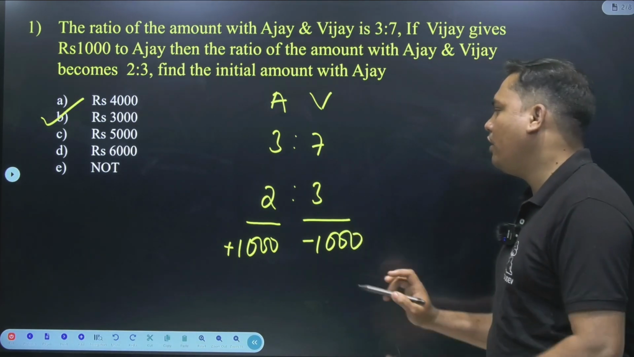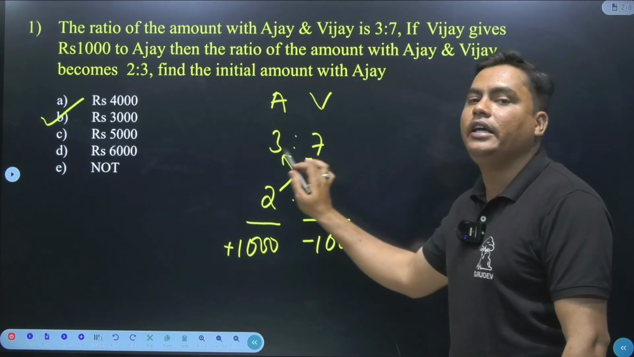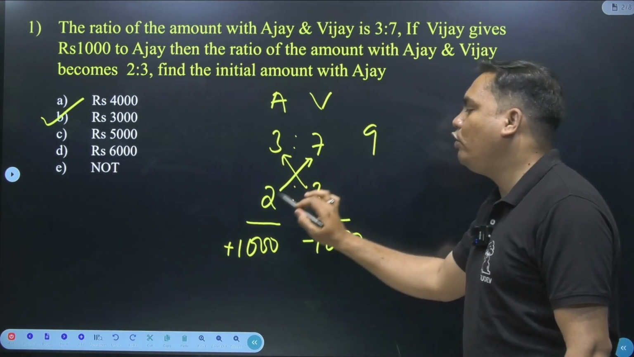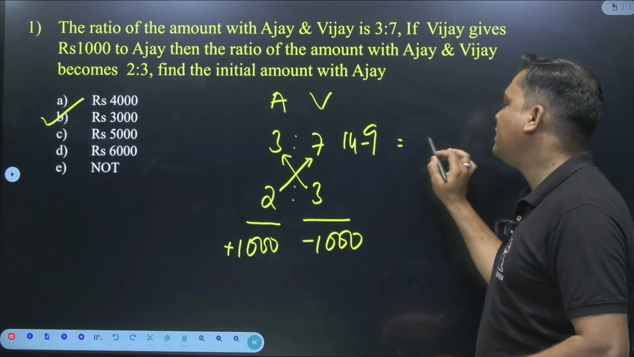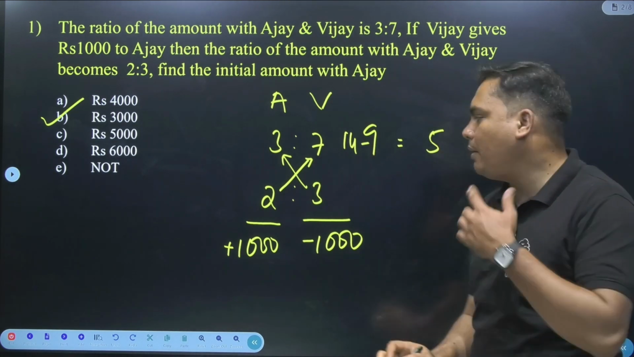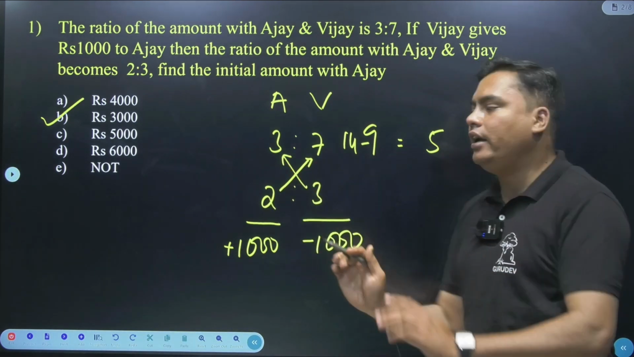First thing I will do is cross multiply here. This into this. 3 3s are 9. 7 2s are 14. What is the difference between 14 and 9? It is nothing but 5. Everyone is getting my point here. 7 2s are 14, 3 3s are 9, and the difference of 14 and 9 will be 5.